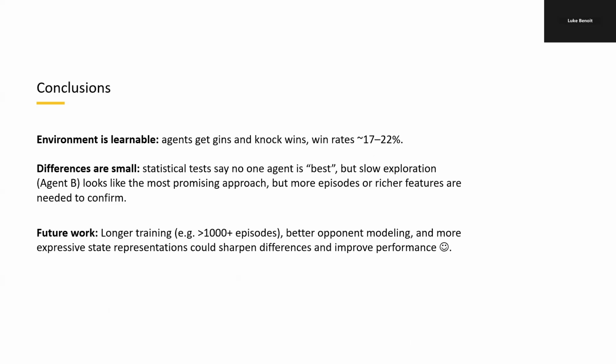And so, in conclusion, we know that our environment is learnable, so that was a great thing. With the work that we did, the differences are small, so that tells us that even across 200 to 1,000 different simulations, it's still quite consistent, the same as our ANOVA and Tukey model showed. But it looks like Agent B could be a promising approach when you look at a certain number, but more episodes and richer features are needed to confirm that.